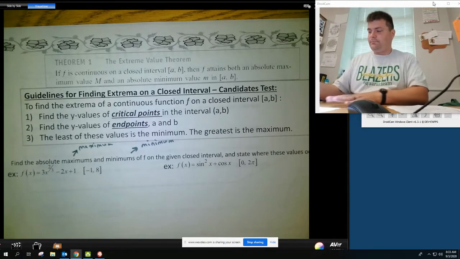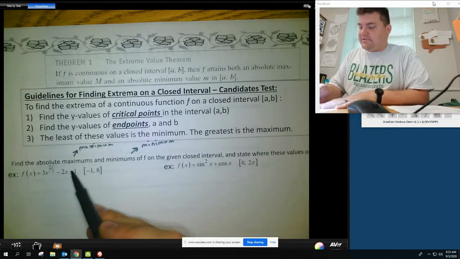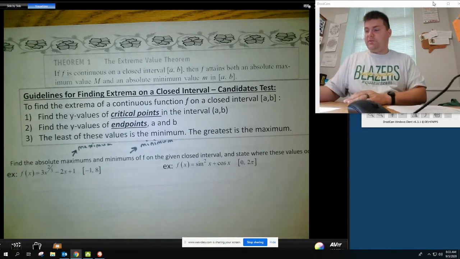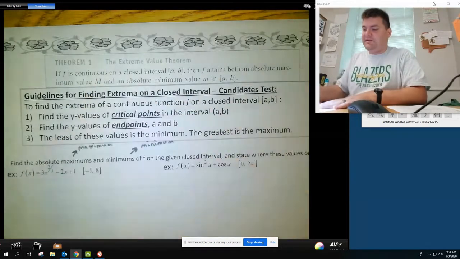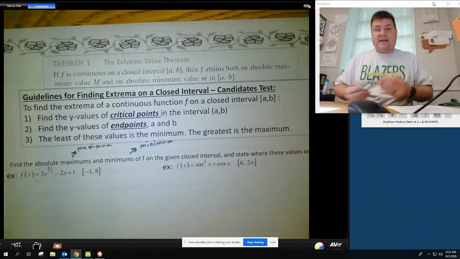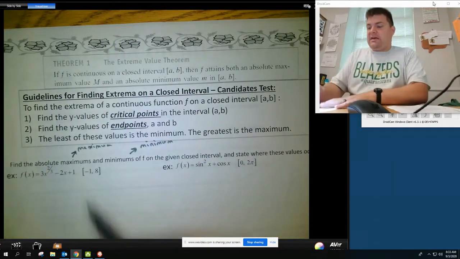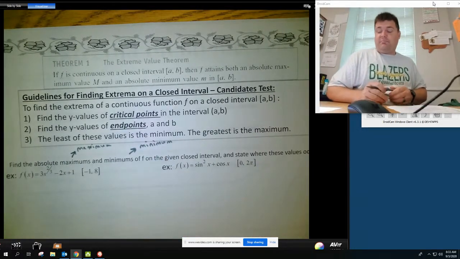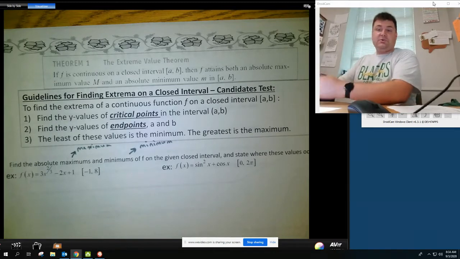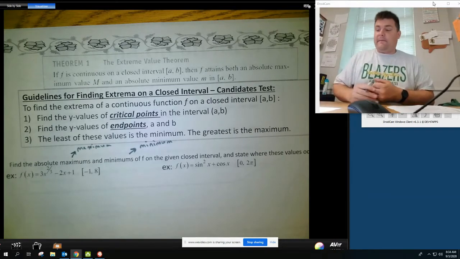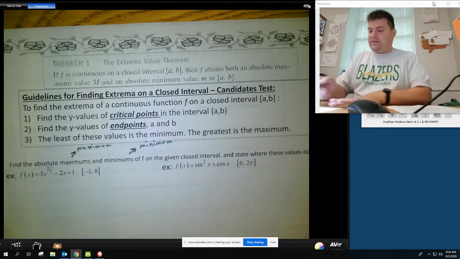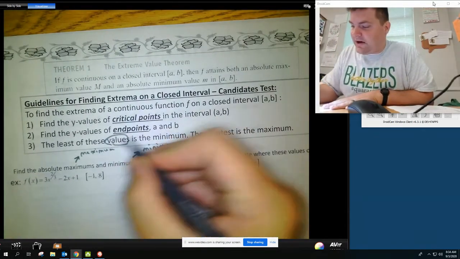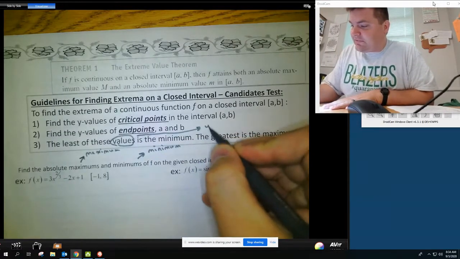Okay. So we're going to find the absolute maximums and minimums of f on the closed interval and state where these occur. What we need to do here are these 3 steps. We need to find the critical points, because that's where maximums and minimums could occur. And then also the endpoints, because the endpoint may not be an Extrema, but just like the picture we showed before, it could just be the highest point. All right, and then the least value is the minimum. The value, by the way, is going to be the y's. That means the y value.